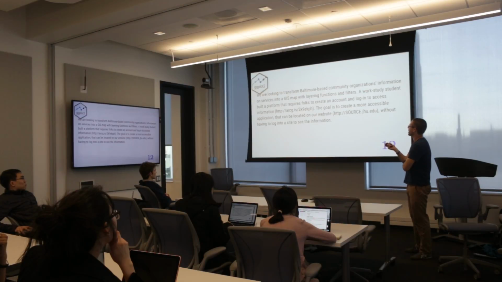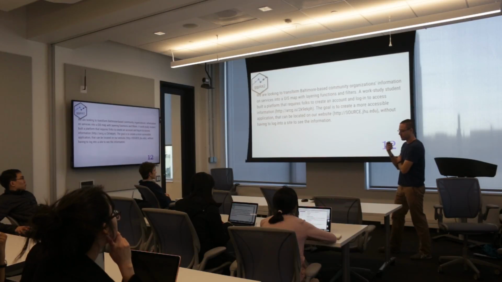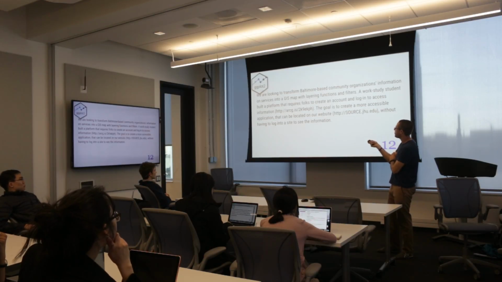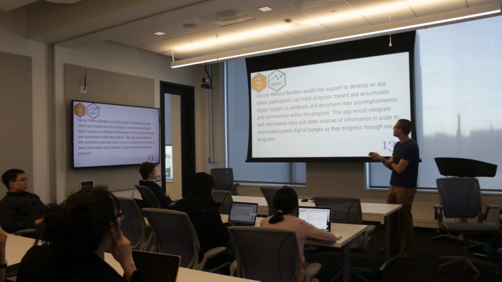Here's one where we want to take Baltimore-based community organization information and put them on a GIS map. And so they have this website here that you can go to, and you can get information about what they actually want to overlay. So this would be an interactive map that people might want to build for this app.